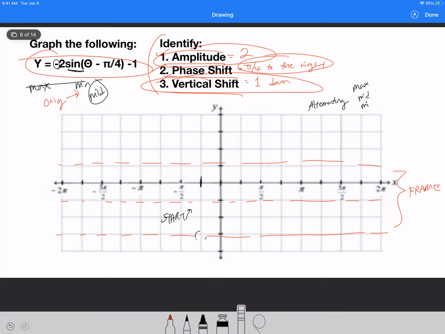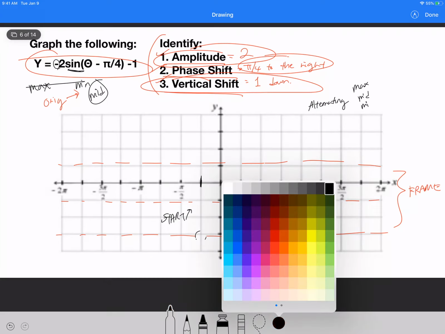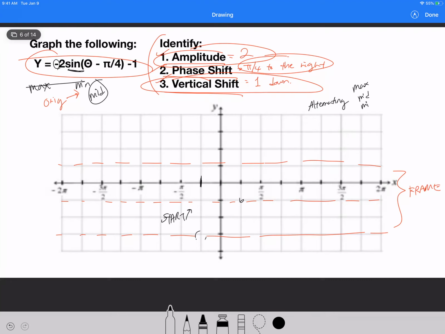So here, what we're going to do is plot a point that's going to be to the right of pi over 4. And then you go in increments of pi over 2, because that is the alternating between max, mid, and minimum. So I'm going to go up, mid, min, and then, well, it's going to be somewhere here. And then here, I'm going to go down here, here, here, and then here.